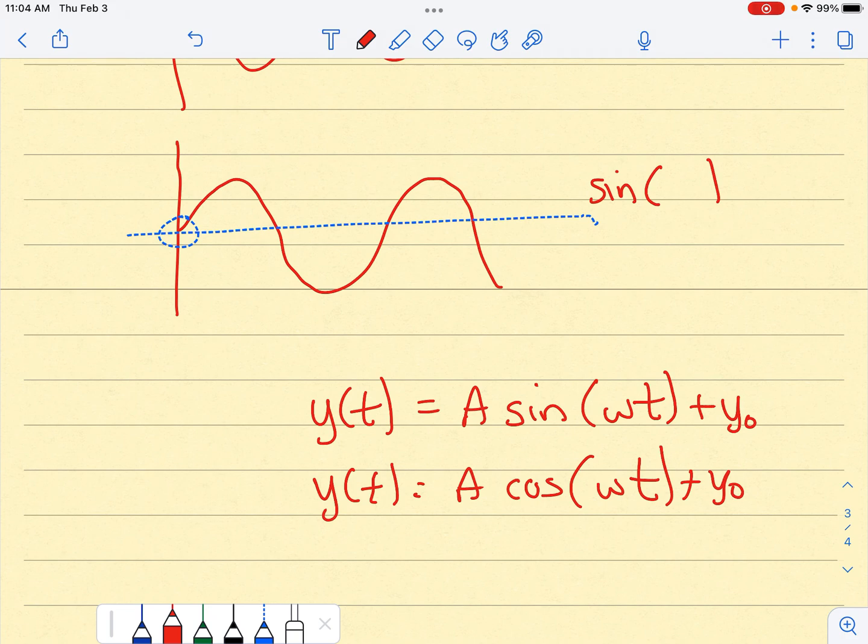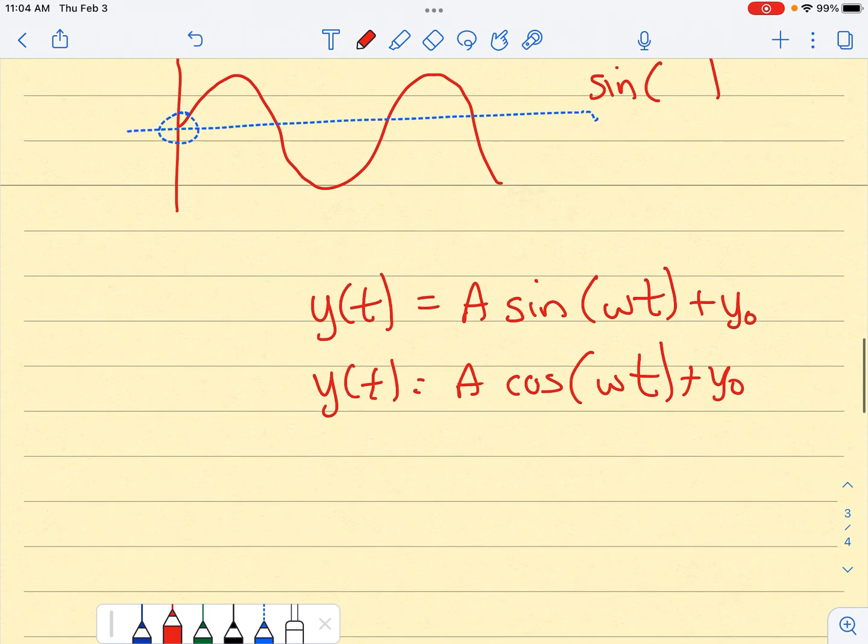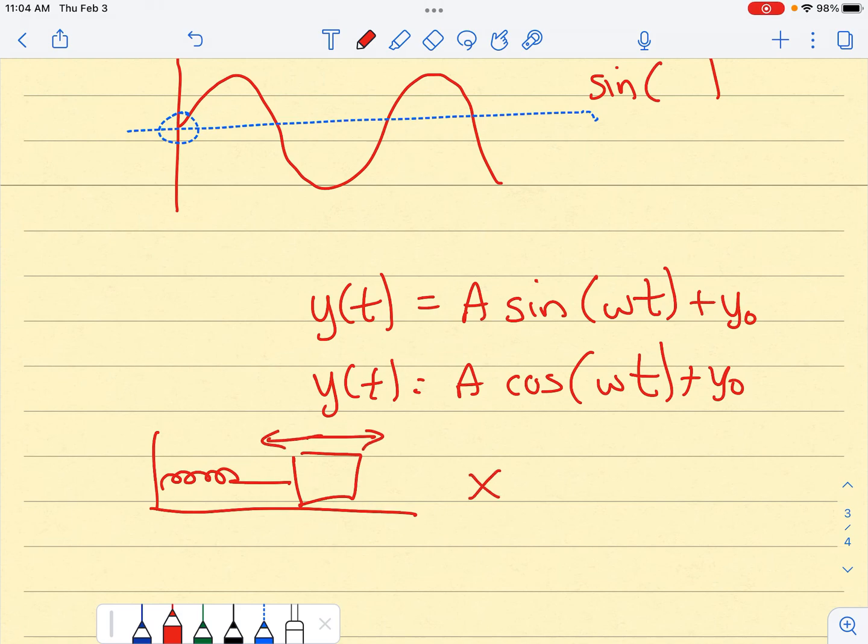On the AP exam, we're never going to have any left or right shifts. You won't have to worry about adding in a left or right shift. It'll either be a sine or a cosine function. But of course, when you're fitting real data like we did in lab, you have to be able to shift the function. And I should note that this is in the y direction. An oscillator can be attached to a spring and vibrate horizontally, and then, of course, we would say x of t equals a cosine of omega t plus x naught, if it's a horizontal oscillator.